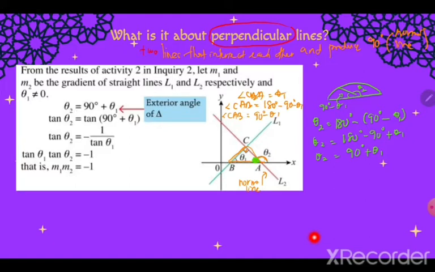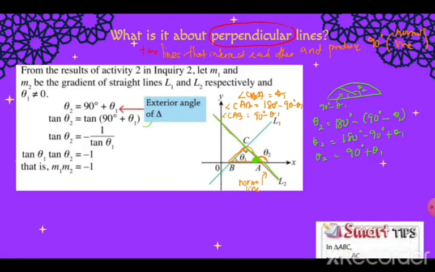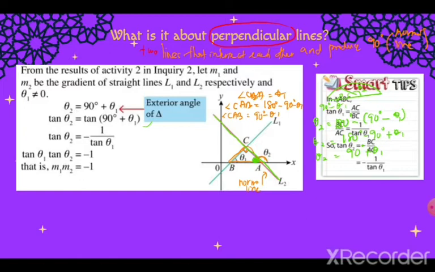So when we talk about gradient for line 2, since theta 2 is related to line 2, we are talking about tangent. So tangent theta 2 is equal to tangent of 90 degree plus theta 1. So basically, we said that tangent theta 2 equals negative 1 over tangent theta 1. So how? Okay, let's look. Can you see, guys? Sorry.